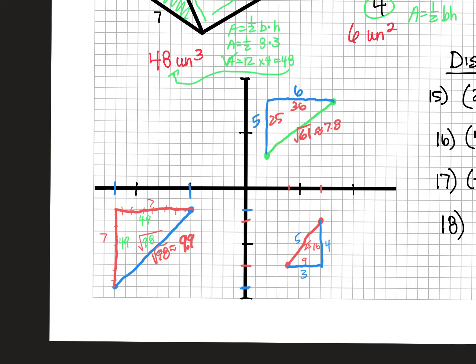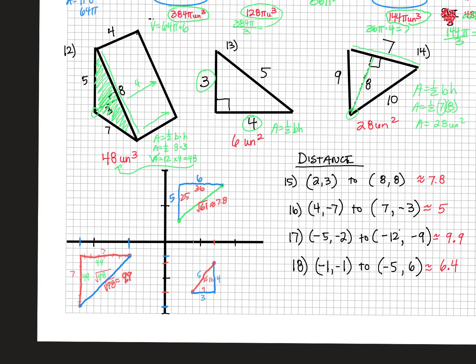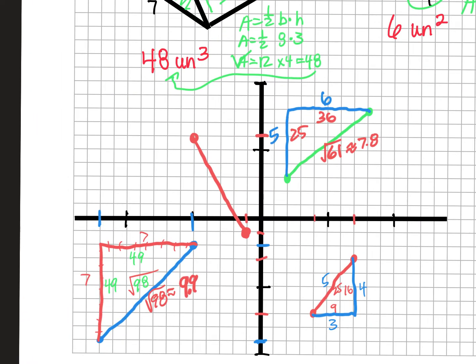All right, let's do the last one. -1 and -1 is actually down here, okay? And -5 and +6 is up there, so it actually crosses the line a little bit. Okay, let's figure out how much that is.